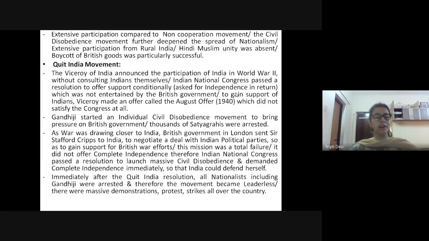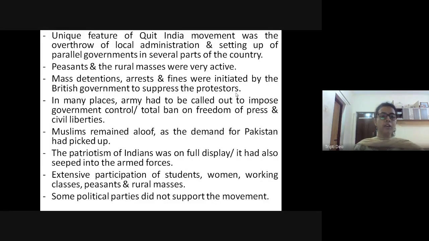And people also thought that now the slogan of Quit India would stir them, thinking that now the Britishers would go. So people would do everything to fight for their independence at this point of time. So there was a massive movement, and it turned out to be violent, but it was the last push that Indians gave to fight for their independence. The unique feature of the Quit India movement was the overthrow of local administration and setting up of parallel governments in several parts of the country.